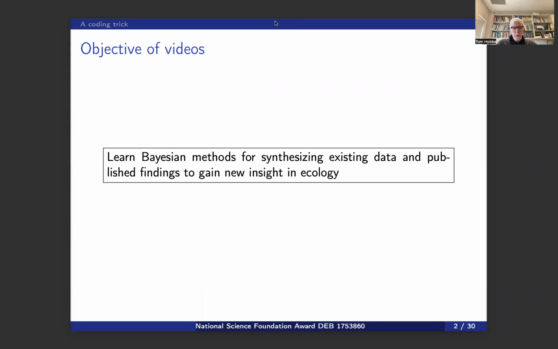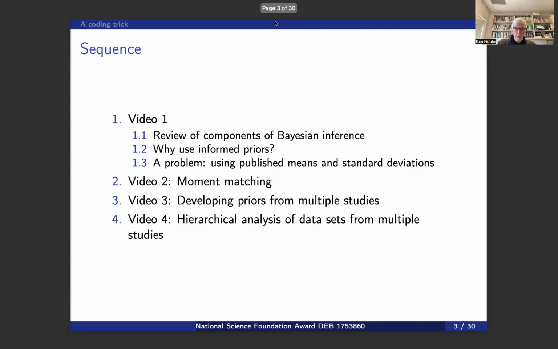The overarching objective is to learn Bayesian methods for bringing together data from diverse sources, as well as published findings and statistics, to enhance our insight in ecology, to enhance the findings from our own individual research studies.